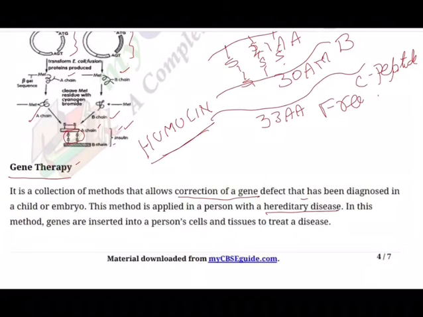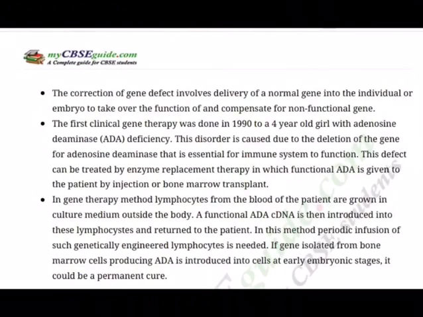In this method, genes are inserted into a person's cells and tissues to treat a disease. This is gene therapy. The correction of a gene defect involves delivery of a normal gene into the individual or embryo to take over the function and compensate for the non-functional gene. So this is step number 1. We are going to introduce a normal healthy gene in place of a non-functional defective gene.